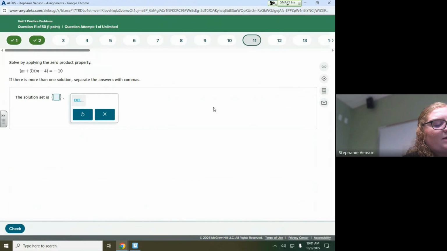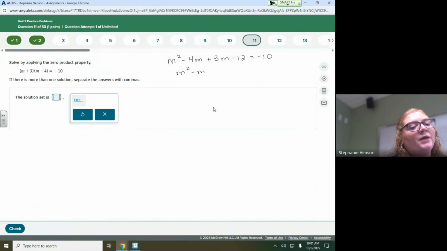We have a binomial times a binomial, so we'll FOIL. M times m is m squared. M times -4 is -4m. 3 times m is 3m. 3 times -4 is -12, and that's equal to -10. So reducing that, m squared minus m, or minus 1m, minus 12 equals -10.